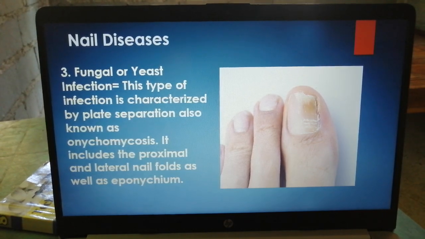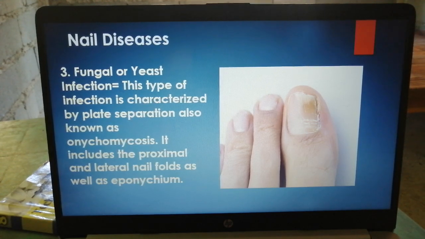Then next is fungal or yeast infection. This type of infection is characterized by plate separation, also known as onychomycosis. It includes the proximal and lateral nail fold as well as the eponychium. So, nakikita nyo yung itsura ng fungal or yeast infection?